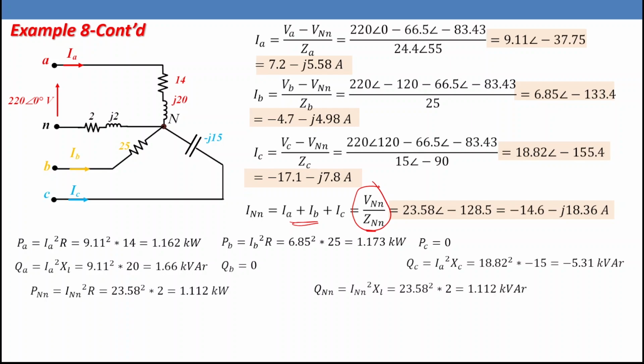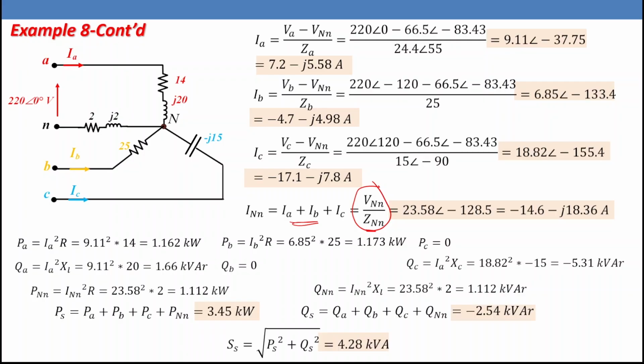For the power in the neutral, we have losses in the neutral as well. I neutral squared R of the neutral, and Q for the neutral is I neutral squared XL. We have the same value because the impedance of the neutral is 2 plus j2. What is the power of the source? PA plus PB plus PC plus P neutral. So we are going to add all the powers together, and for the Q, we are going to add all of them together, considering the sign. And definitely the total apparent power is the root of PS squared plus QS squared.